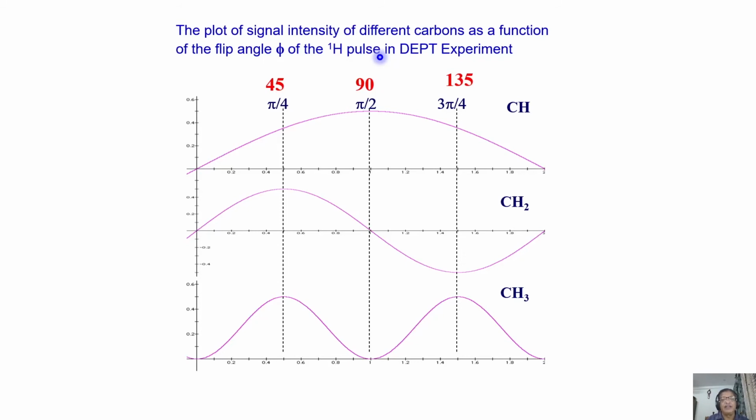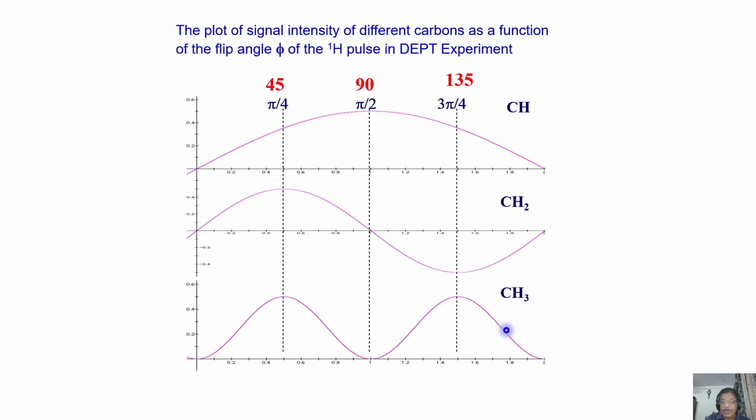Then the question comes, how do you distinguish between CH2 and CH3 carbons? I may have CH2 and CH3. How do I identify them? There are two questions to be answered. First, you filtered out only CH carbons. Fine. Next, you have to assign CH2 and CH3 carbons. That is the second point. And the third is, between these two, I have to distinguish what is what.